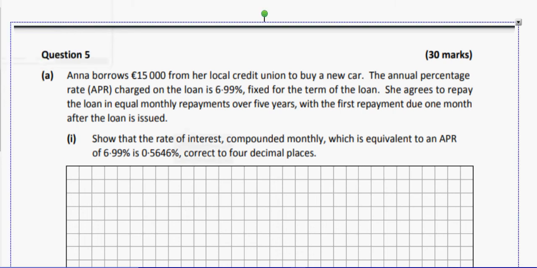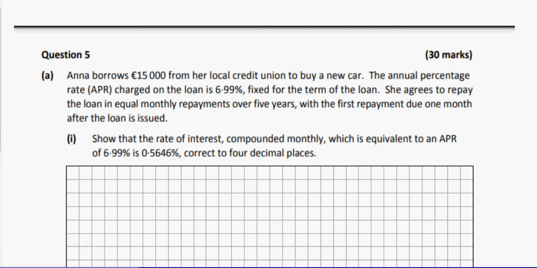Anna borrows 15,000 from our local credit union to buy a new car. The annual percentage rate, APR, is charged at 6.99%, fixed for the term of the loan. She agrees to repay the loan in equal monthly repayments over 5 years. So that's 12 payments a year, that's 60 payments, okay?